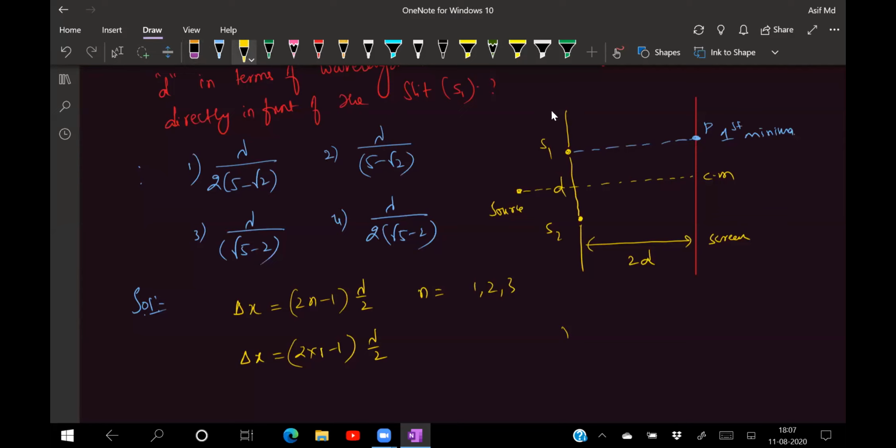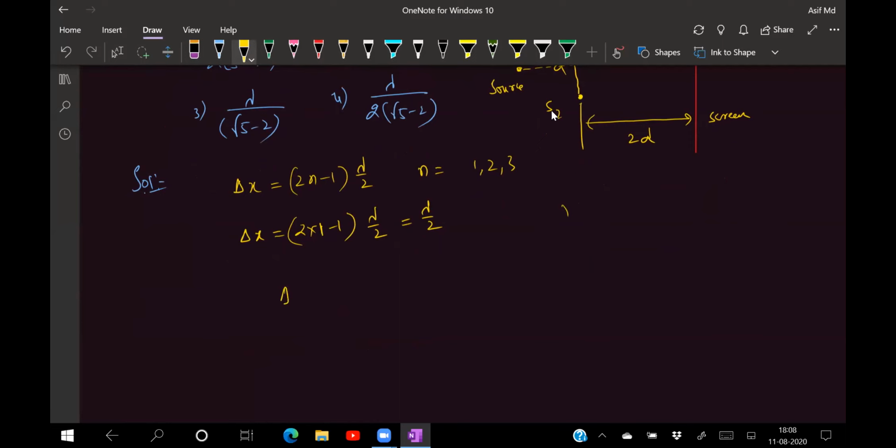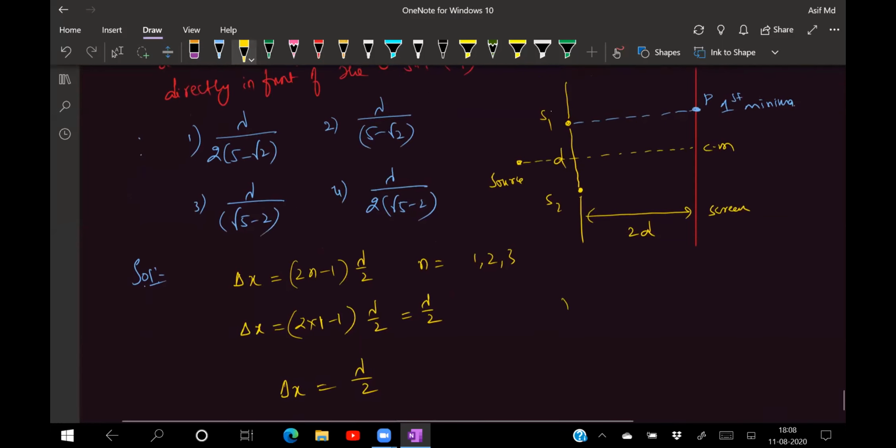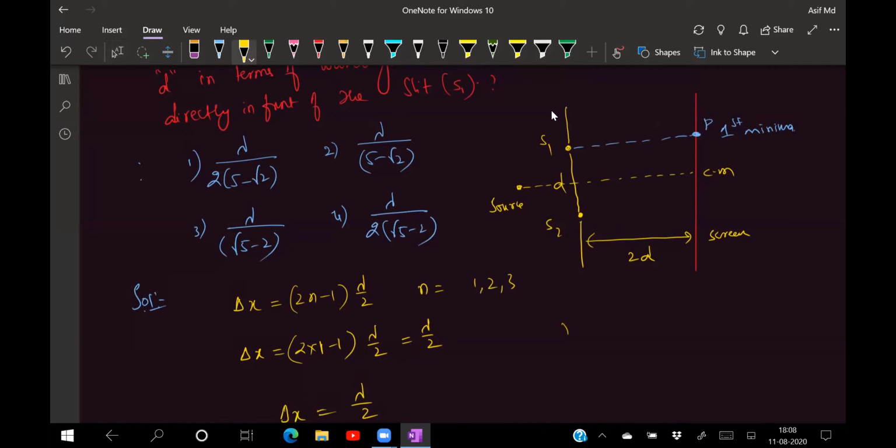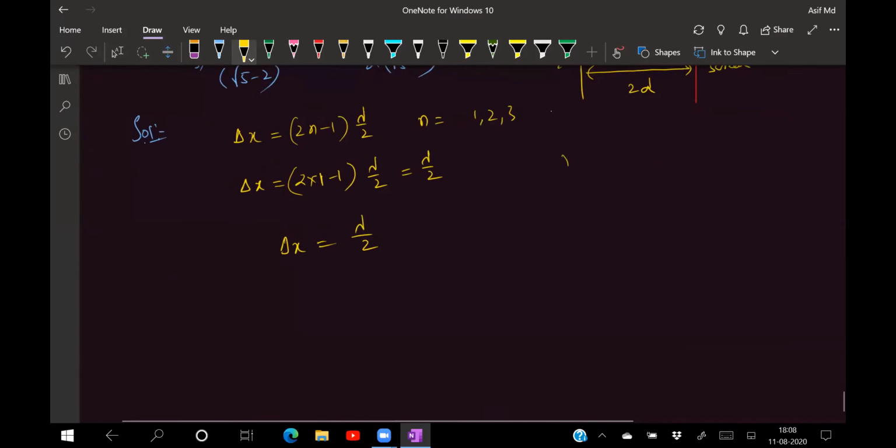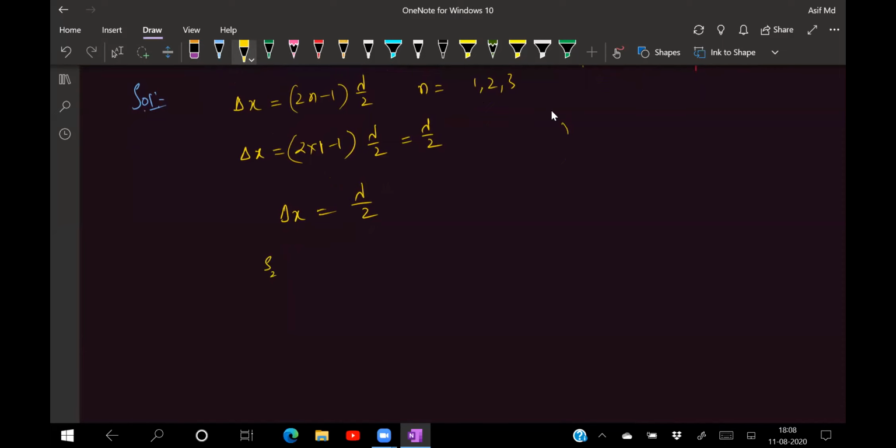So n is 1 here, and that will be equal to λ/2. So the path difference Δx for the first minima will be λ/2. Now what is the value of Δx? Δx is nothing but the path difference, which is S2P minus S1P. S2P minus S1P is equal to λ/2.